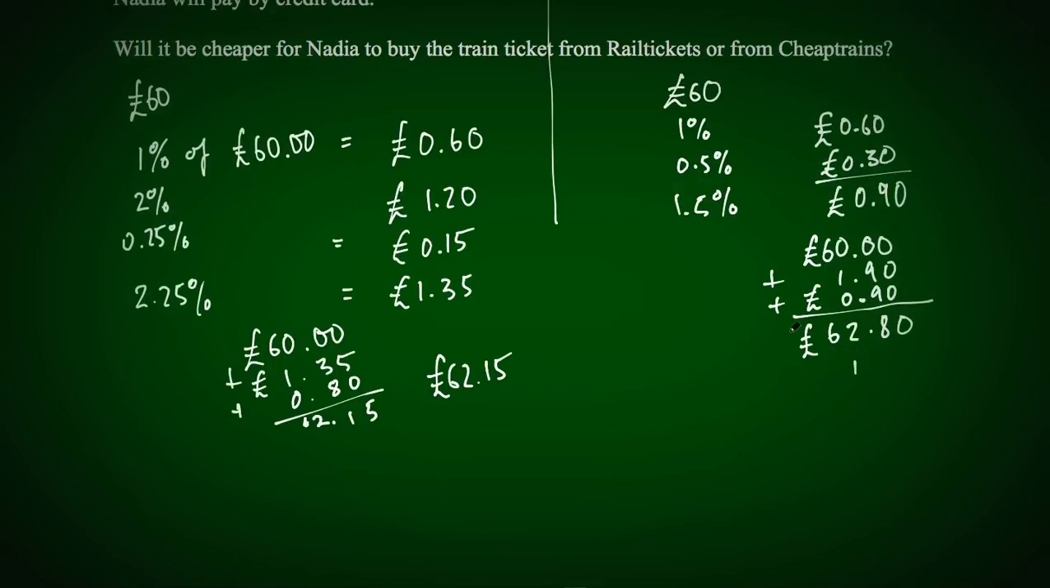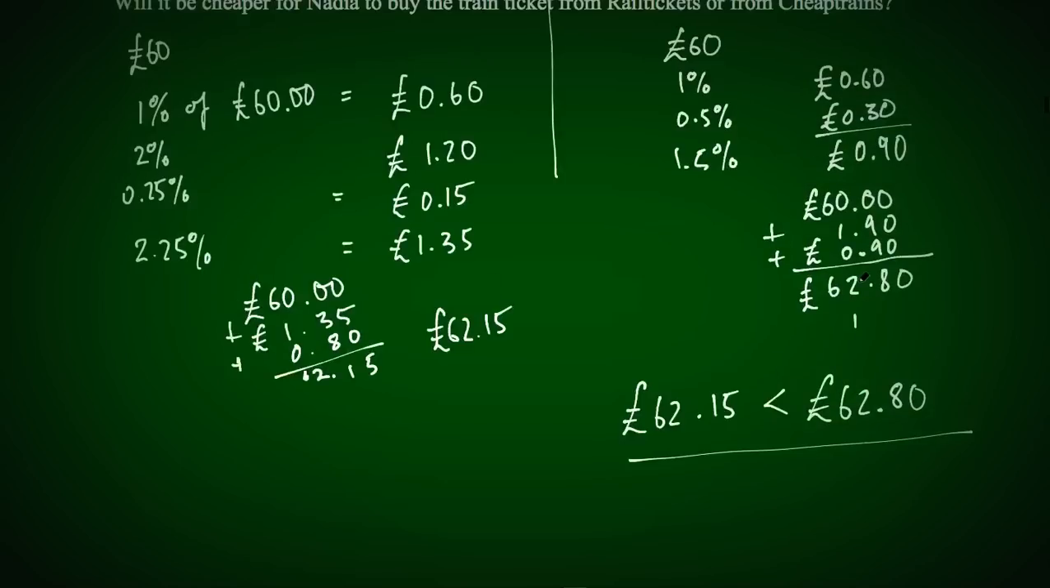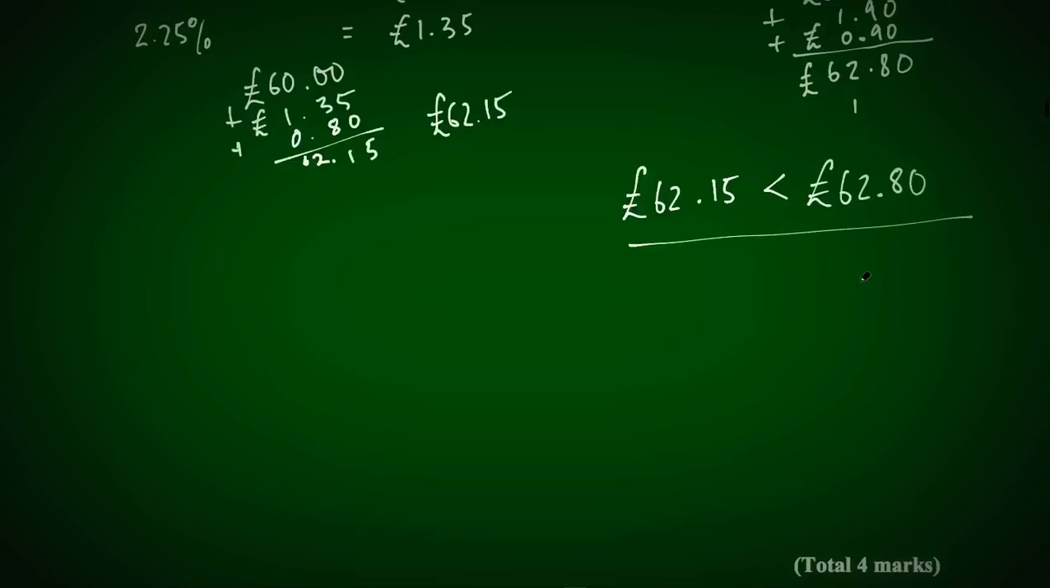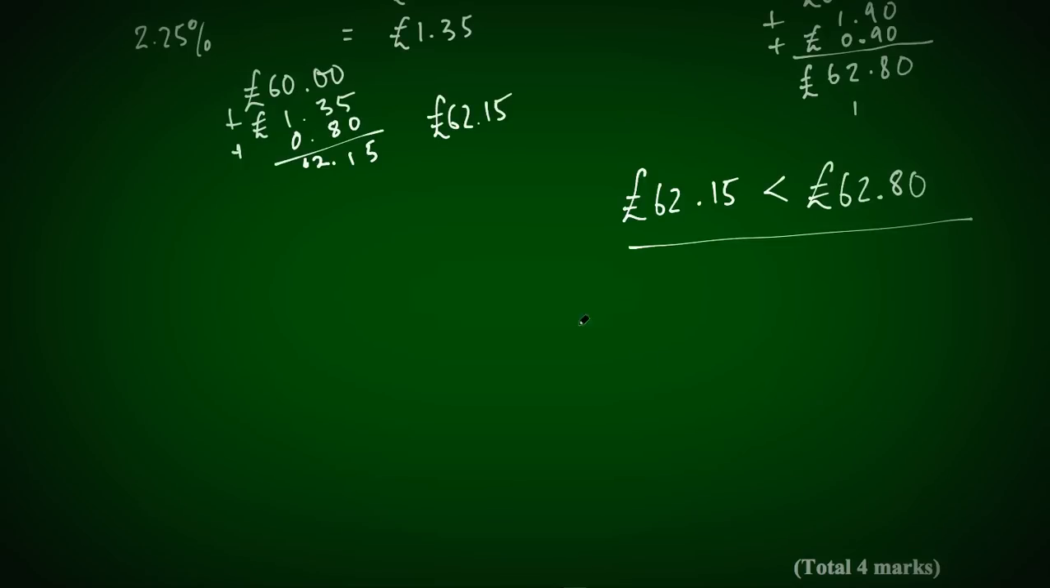So again, because my statement is going to be based on which of these two is greater, I'm just going to write down that I've realized, and this is purely for the examiner, this statement here shows that I've made a decision that £62.15 is less, and therefore rail tickets is the cheaper ticket. A cheaper website for this particular ticket.